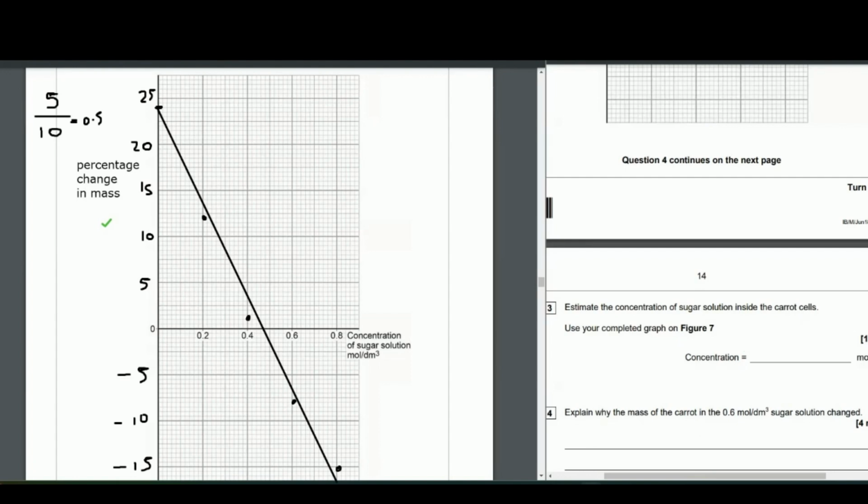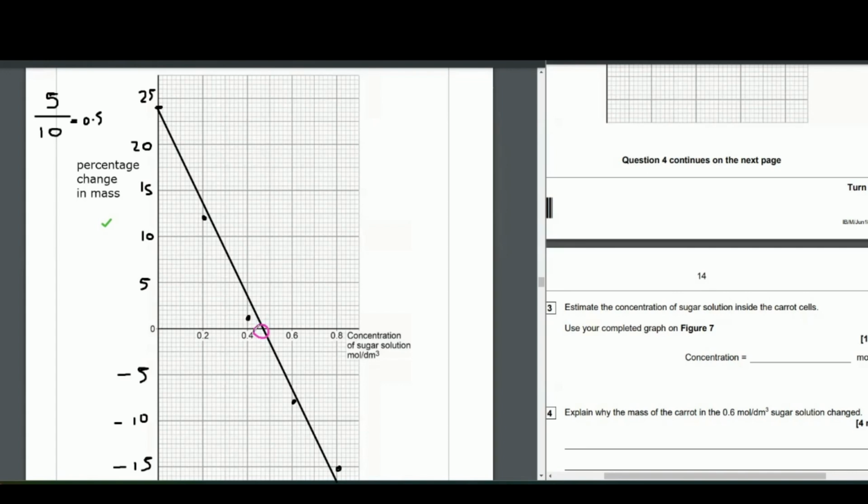Use your completed graph. What you're looking for here, guys, how you do this on every osmosis graph, is where the line that you've drawn, the line of best fit, crosses the x-axis. That is the concentration. So I'm really looking here. What is the scale here? So that's 0.2 and I've got 10 squares, so each square is worth 0.02. That's a bit crazy, isn't it?